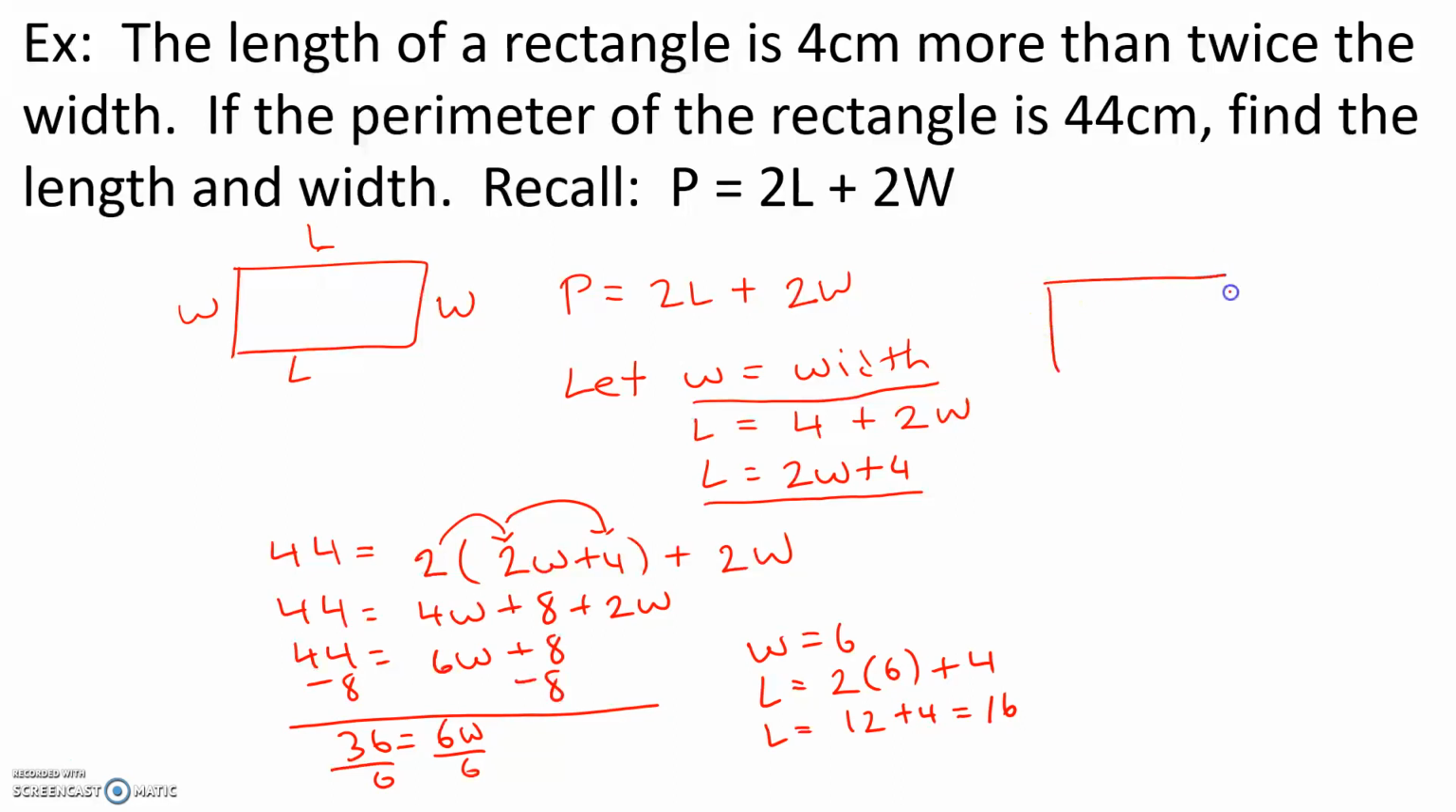Let's say we have a rectangle where the length is equal to 16 and the width is equal to 6. What would its perimeter be? We would add 16 plus 16 and 6 plus 6. 16 plus 16 is 32. 32 plus 6 is 38. 38 plus 6 is 44, which is exactly what the perimeter should be.